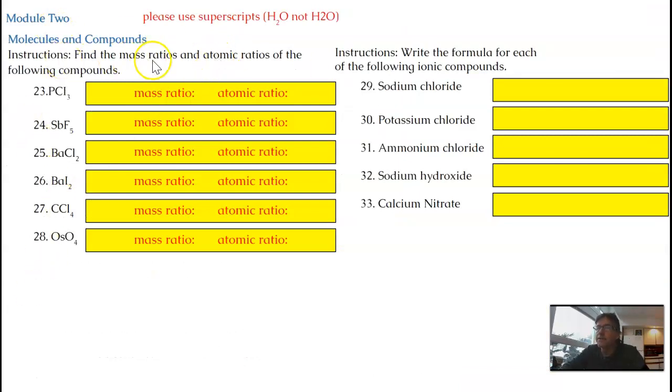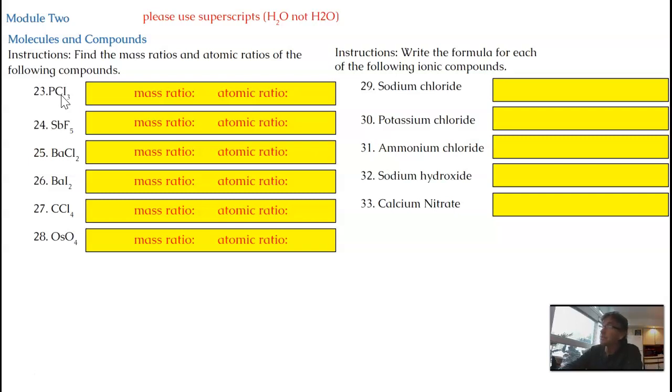How about one of these? Let's do the very first one. Find the mass ratios and atomic ratios for the following compounds. PCl3. Oh boy. Well, the atomic ratio is easy. It's 1 to 3, P to Cl equals 1:3. In other words, the ratio of phosphorus to chlorine atoms is 1 phosphorus atom for every 3 chlorine atoms.